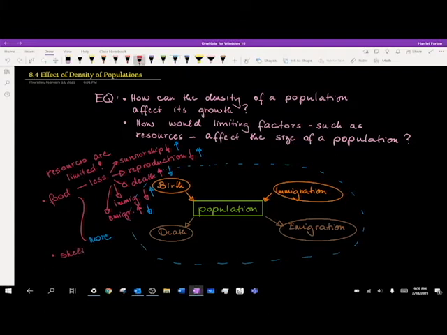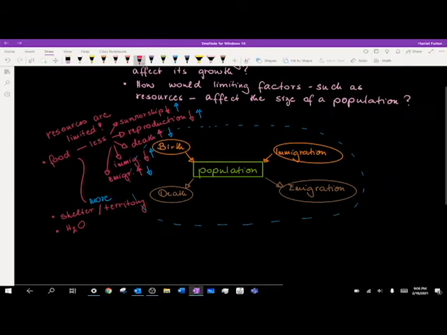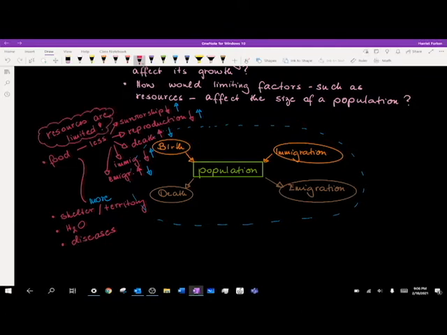But not only is food a limited source, but also the shelter and the territory where the organisms can live, the water source, as well as the diseases. These act as density-dependent factors, because these are the factors where the density of a population matters for its size.